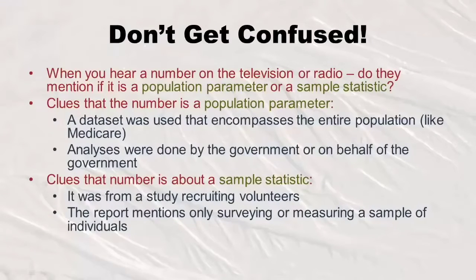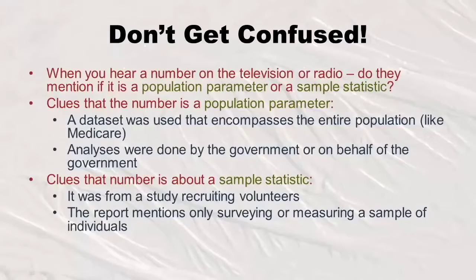If you're listening to someone talk in a lecture or in a video, you might want to look for clues that a number is a population parameter or is a sample statistic. If you hear that the data set they use encompasses an entire population, and usually that's the kind of stuff done by governments. Like remember when I was talking about the rate of HIV in Africa? Well, that'd probably be done by governments or the United Nations or the World Health Organization. So when you're talking about numbers that might have come out of an entire population, usually done by the government, that's probably a population parameter.